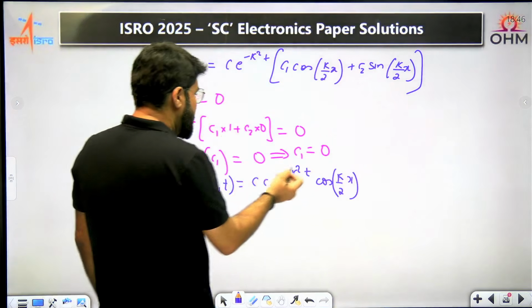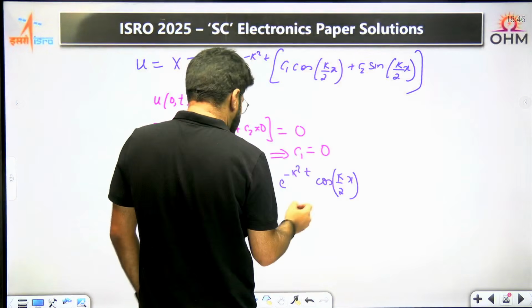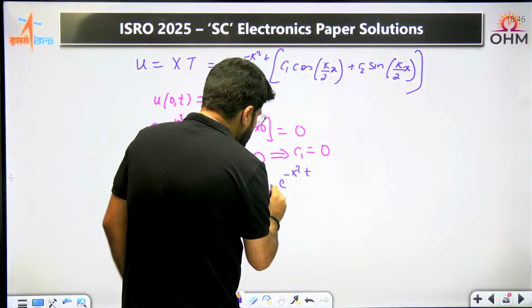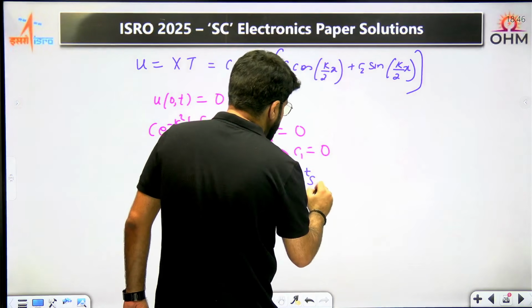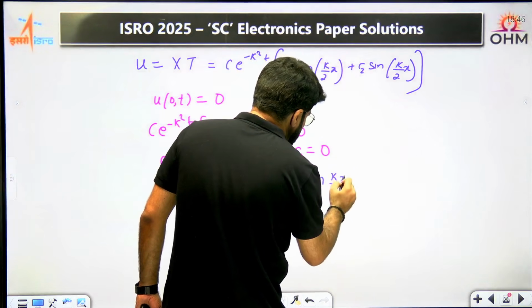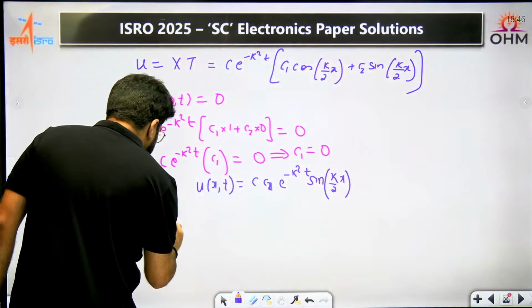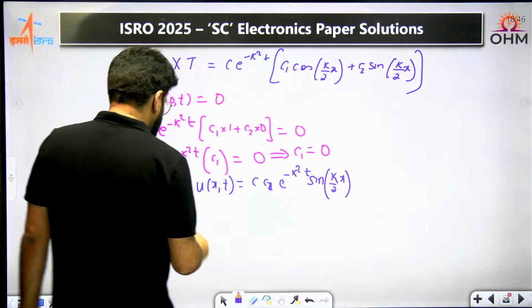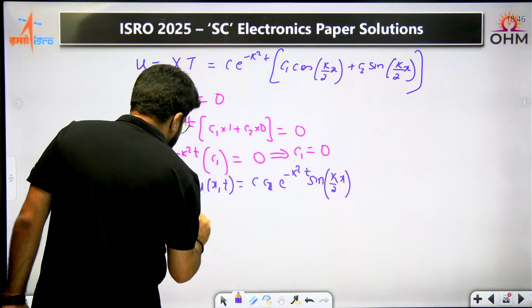C1 is 0, so the other part is left. Sin k by 2x, and this will be C2. C1 was 0, C2 is left: sin k by 2x. Now further, if you put the next condition, which is also given as u of pi comma t is also 0.